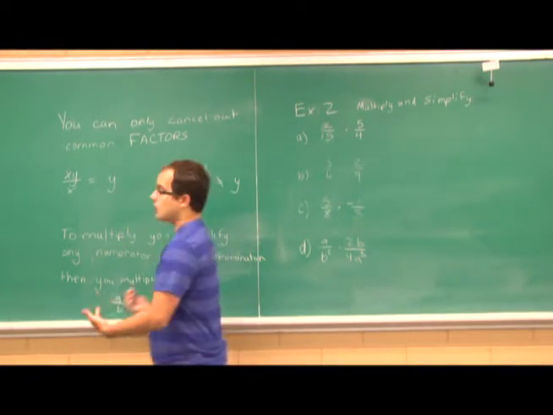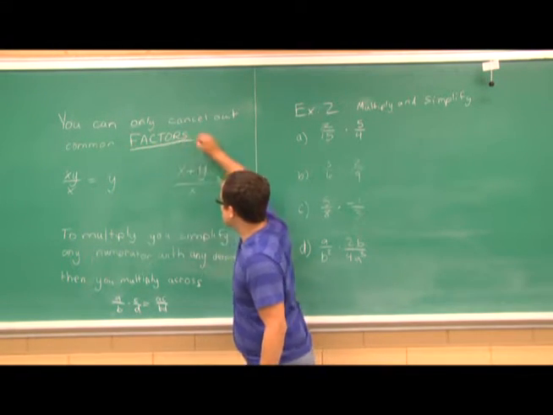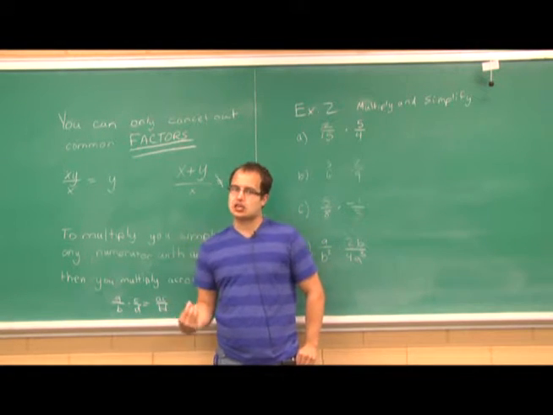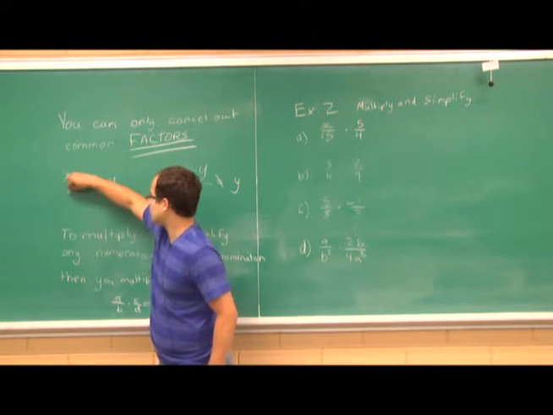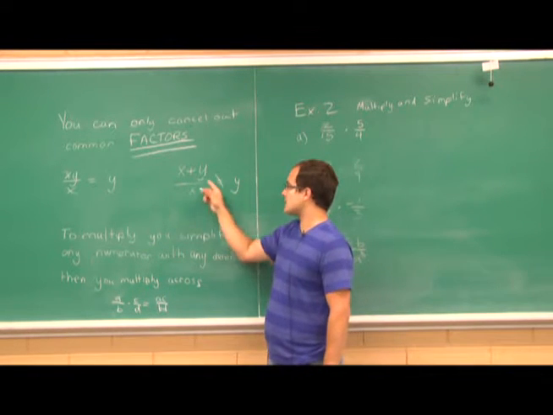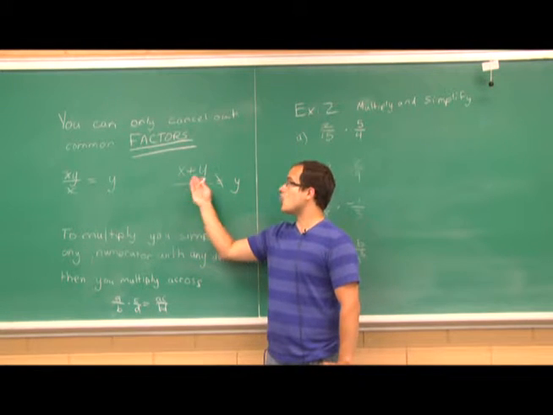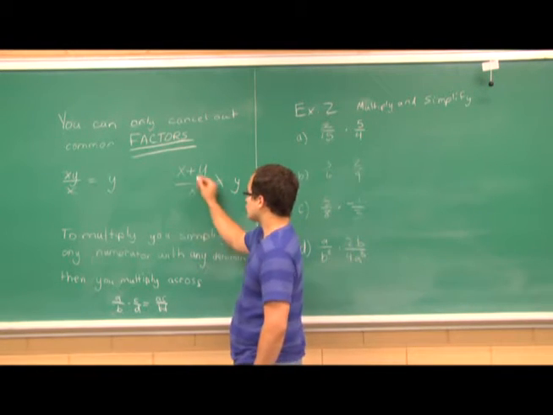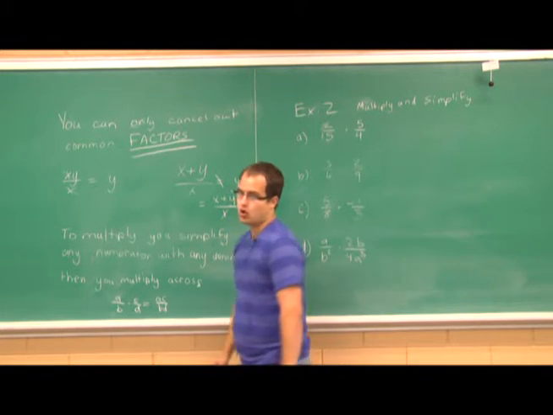Now, one warning about canceling out. You can only cancel out common factors. Factors, remember, are from multiplication. So when I have x times y over x, the x's will cancel out, leaving me with just y. But when I have x plus y over x, it does not equal y, because the x's cannot cancel out, because these are no longer factors, because I'm not multiplying them, I'm adding them. So there is no way to simplify this. So it just equals x plus y over x.